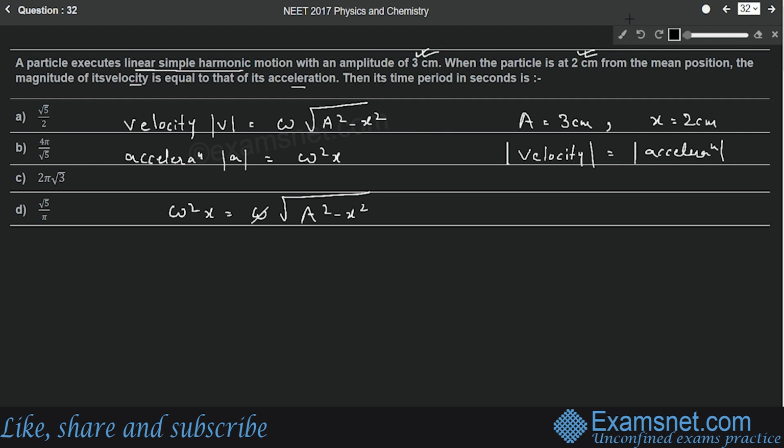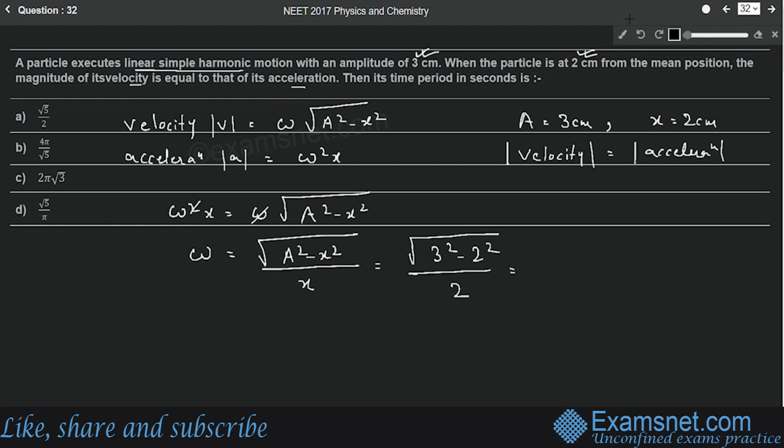So one omega will be cancelled. That means omega x will be equal to under root a square minus x square. So omega will be equal to what? Under root a square minus x square upon x, right? So let's put the values. A is equal to 3 centimeter, so a square means 3 square. X is equal to 2 centimeter, so 2 square divided by 2.